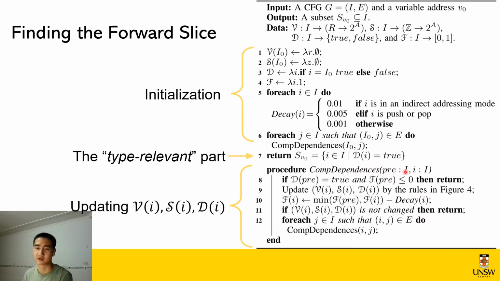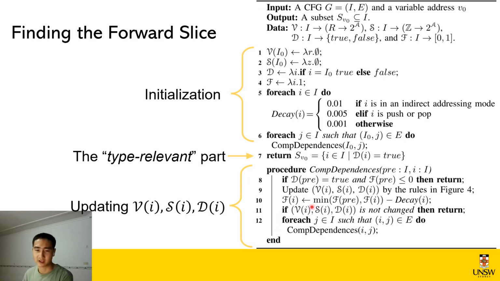The pre is the instruction, the source node, and the I is the destination node. So if the source node is already dependent and its phase is not greater than 0, then we can simply return. Otherwise, we can update those values by the rules, and we have to decrease the phase so that we won't get an infinite loop here.